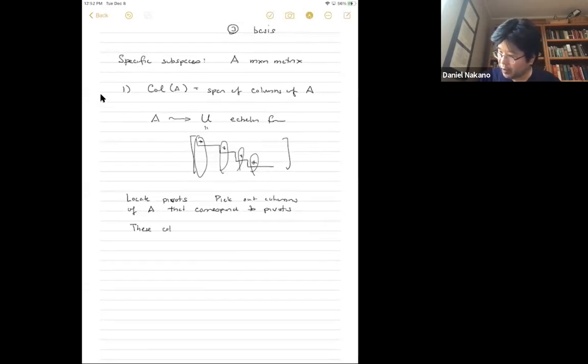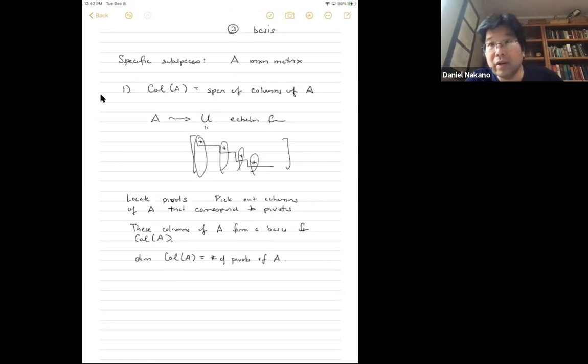So these columns of A form a basis for the column space of A. All right, so we can use Gaussian elimination in order to find a basis for the column space. And the dimension of the column space is equal to the number of pivots. Okay, any questions on this?